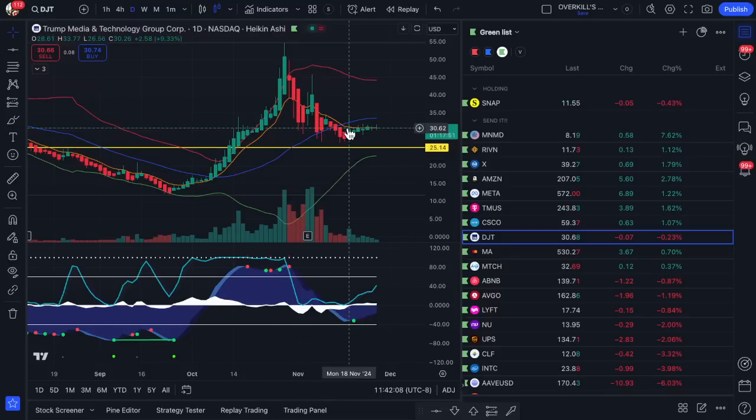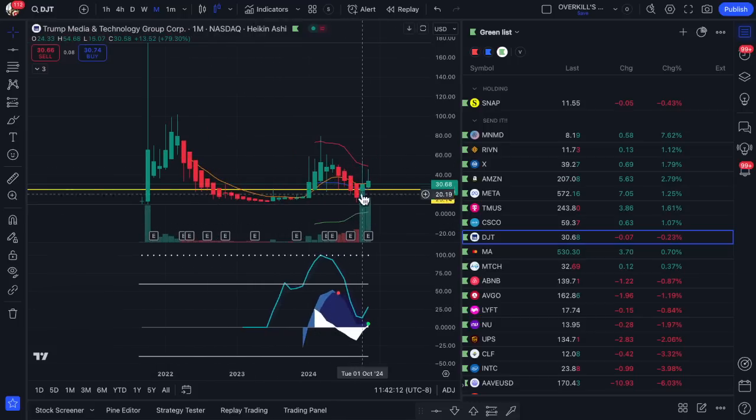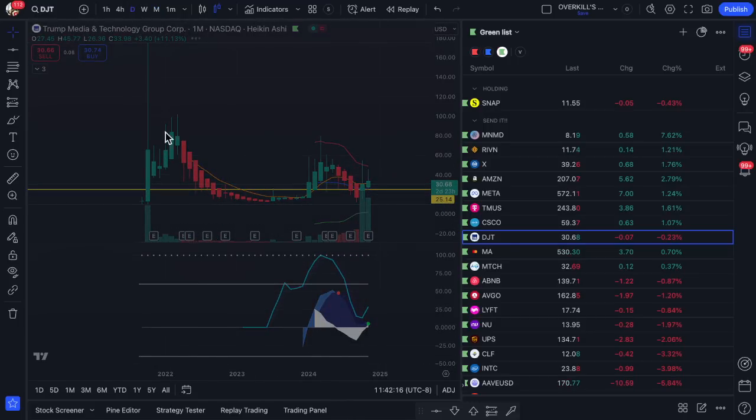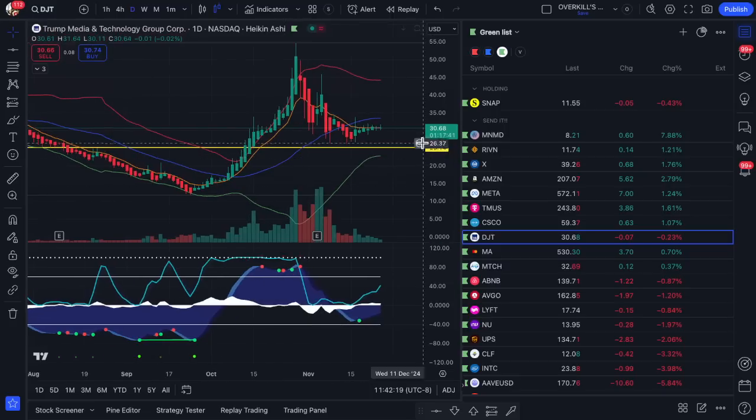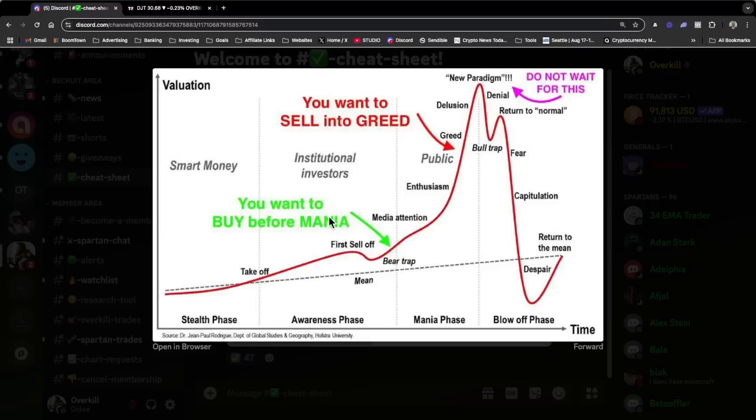So it's just been sitting right above 30 for a long time, and the dot is still green. And the monthly chart is also green as well. So you got a green dot on the monthly this month on November 1st. So DJT, I think is a good play here. I think it's a really good play. I put a stop loss at $25. If that breaks, I'd look to buy it near 20.